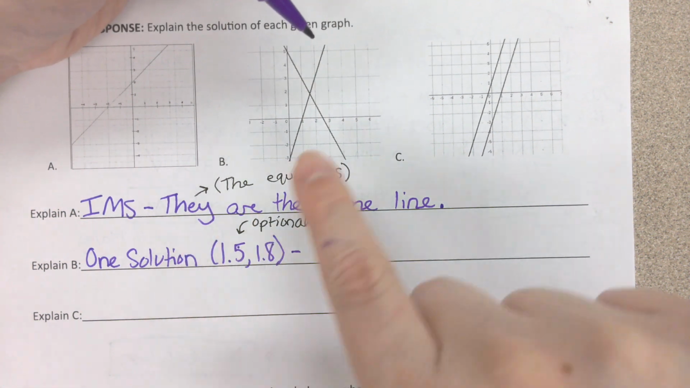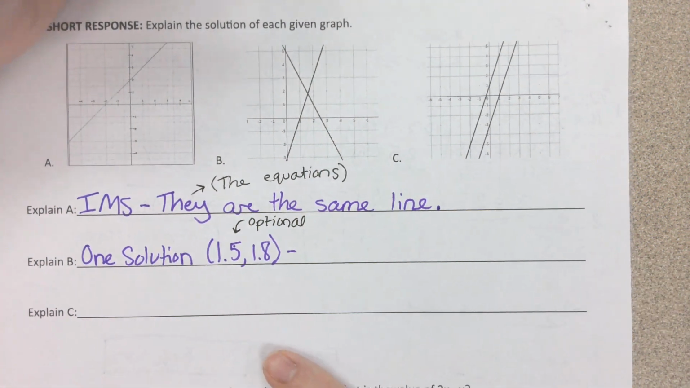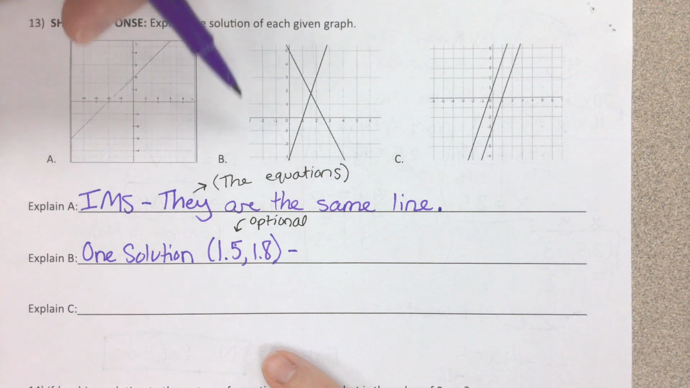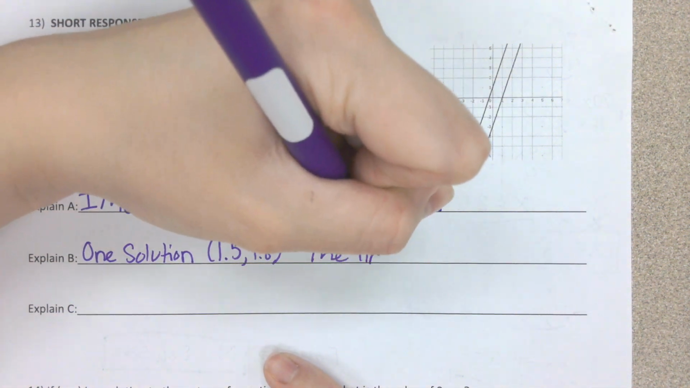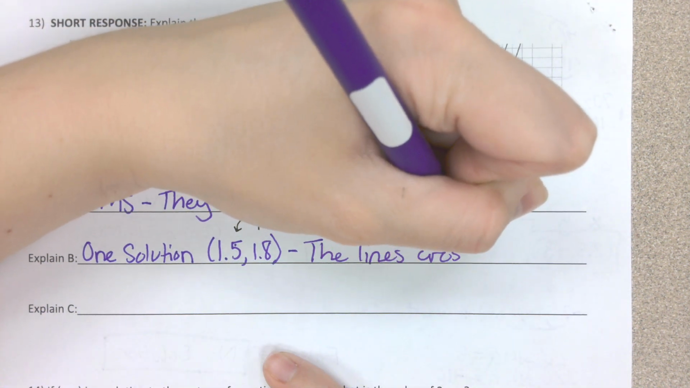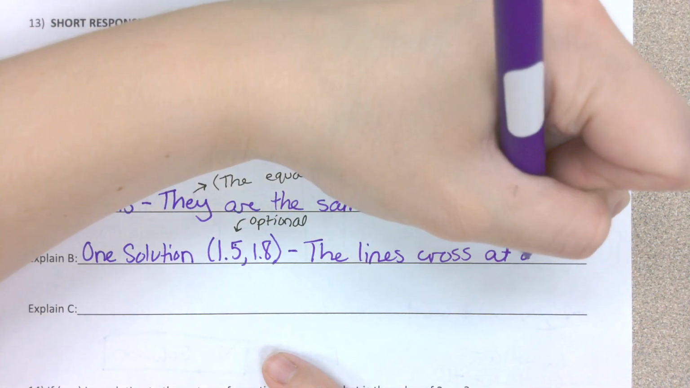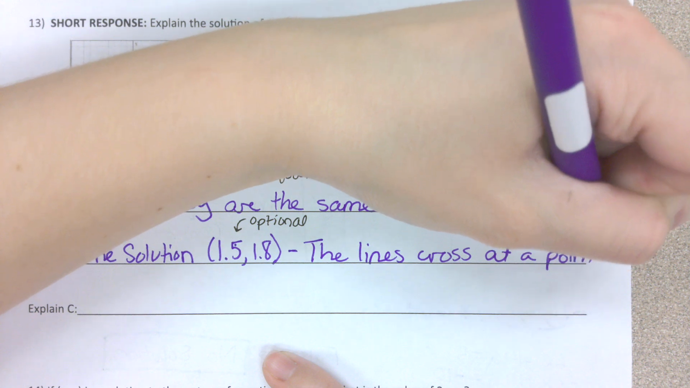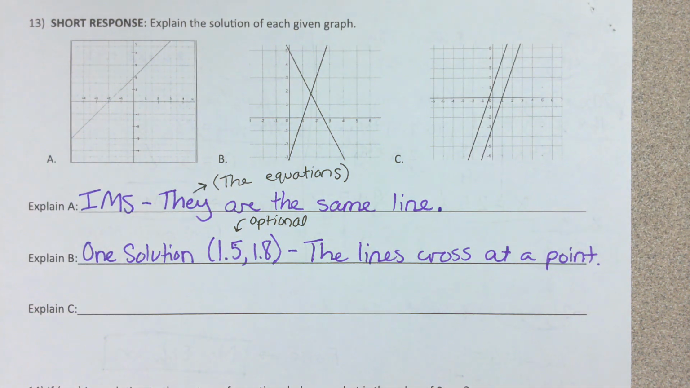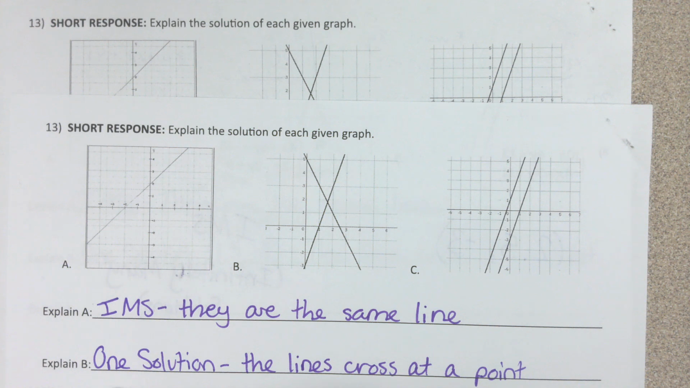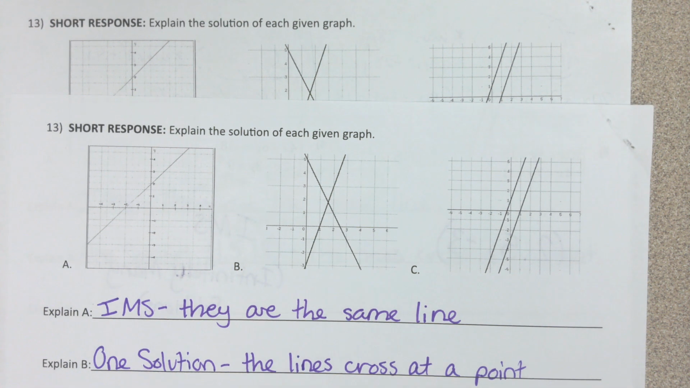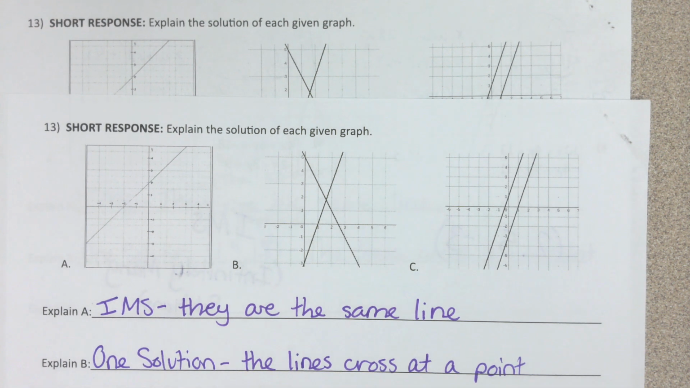One solution is what we call this kind of graph. And we know it has one solution because it's where the lines cross. The lines cross at a point. And just to show you, this is my answer key that's posted on Canvas. Notice I did not put the point in there. So again, it's optional. You can just put one solution if you want.